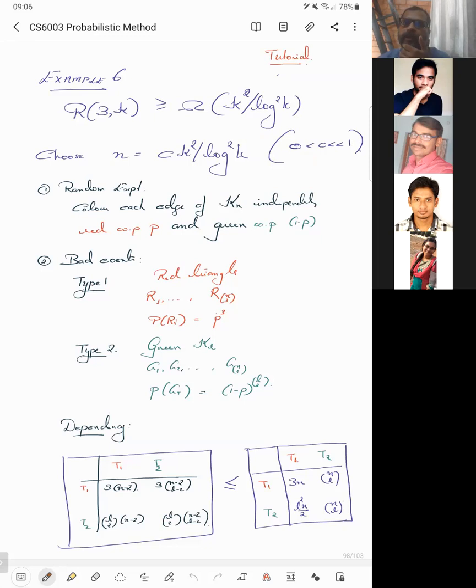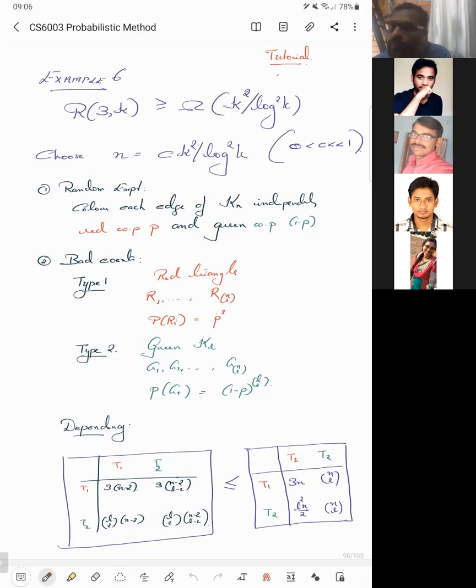P is likely to be very small because red triangles are more likely to come, and we want their probability to be small. So P will be much smaller than half. 1 minus P will be much larger than half. In fact, P will be very close to 0 and 1 minus P will be very close to 1.